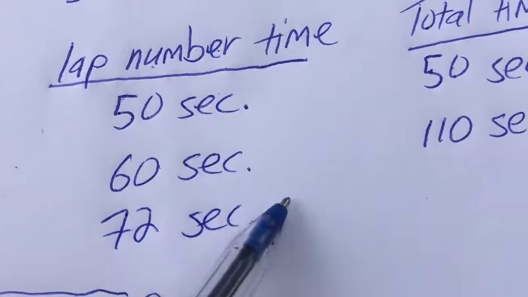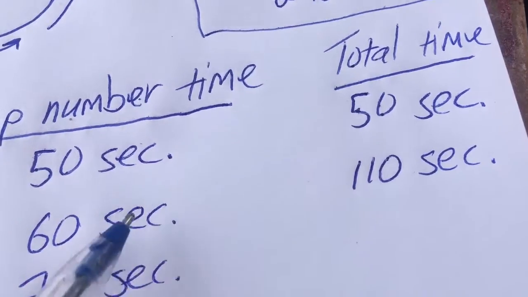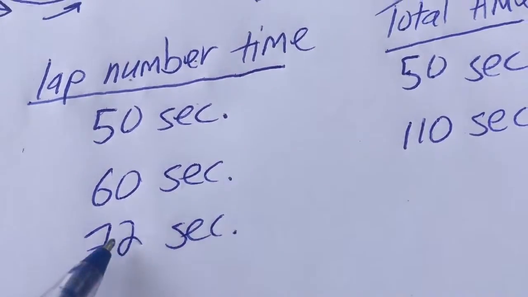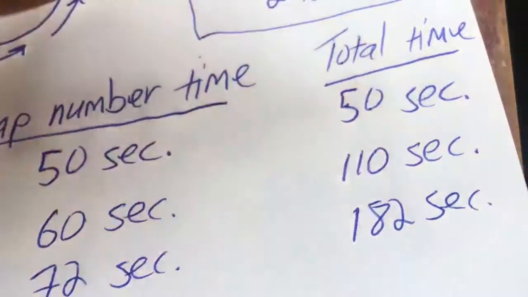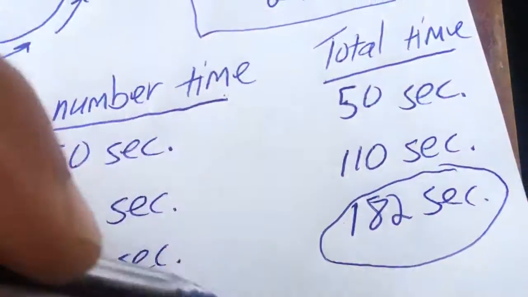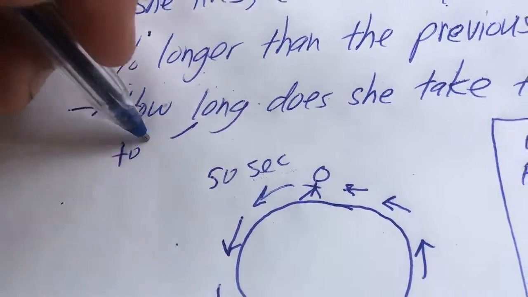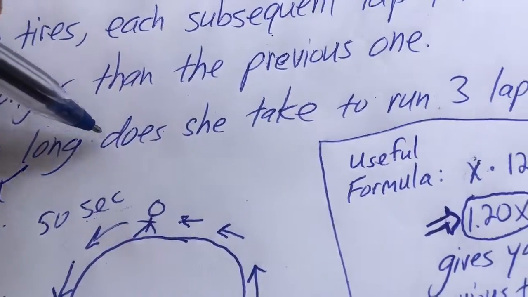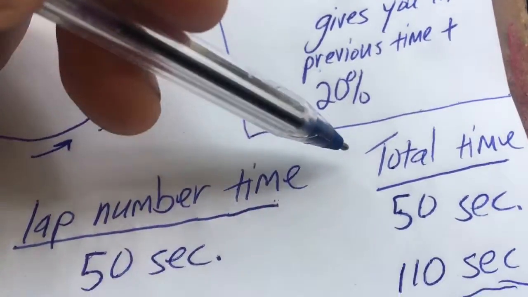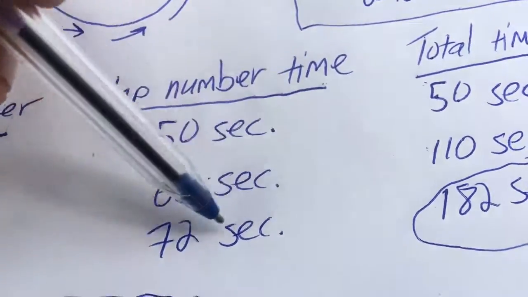Third lap, 72 seconds. To find our running total, remember, just backing up here, 50 plus 60 gives you 110. 110 plus 72 gives you 182 seconds. Okay? So this is our final answer because we're looking for how long, in other words the total time, does she take to run all 3 laps? So first lap, 50 seconds, plus second lap, 60 seconds, that's your 110, plus third lap, 72 seconds, and this gives you a total of 182.